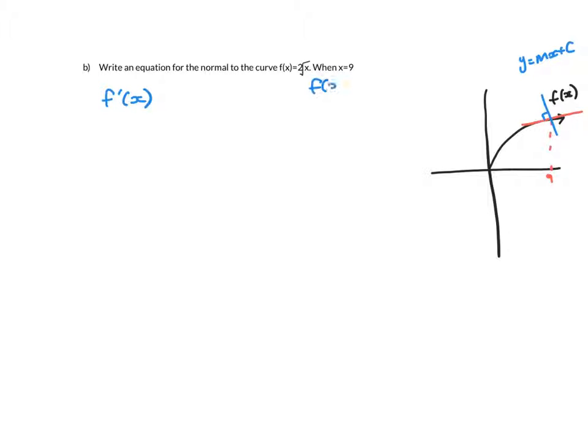So f of x is equal to 2x to the power of a half. Remember, that square root should be written with the exponent a half. So now we can differentiate it. We bring down that half, so it becomes 2 times a half, and then we reduce the power by 1, so it becomes negative a half. So 2 times a half is 1.